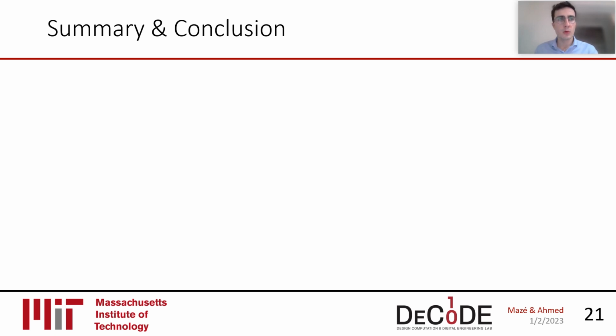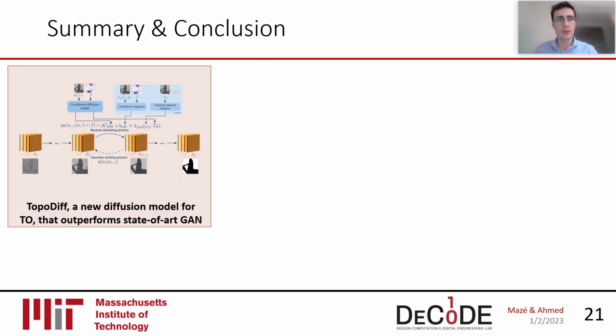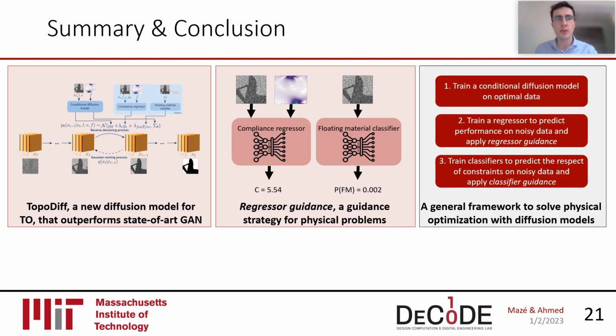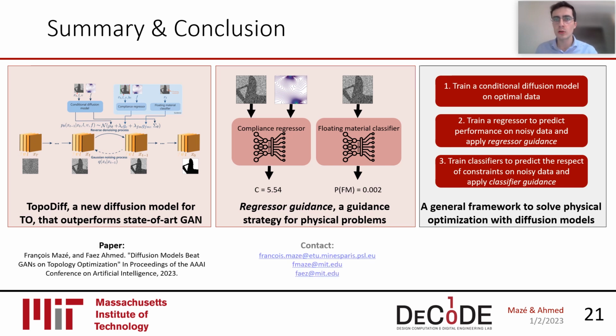To wrap up, we introduced Topo Diff, a new diffusion model for topology optimization that outperforms state-of-the-art GAN. An essential part of Topo Diff is the guidance strategy that actively favors structures with good performance and good manufacturability. More generally, this work shows that diffusion models have the potential to outperform GANs also on physical optimization problems. Our work suggests a general framework that can be used to solve other physical problems.